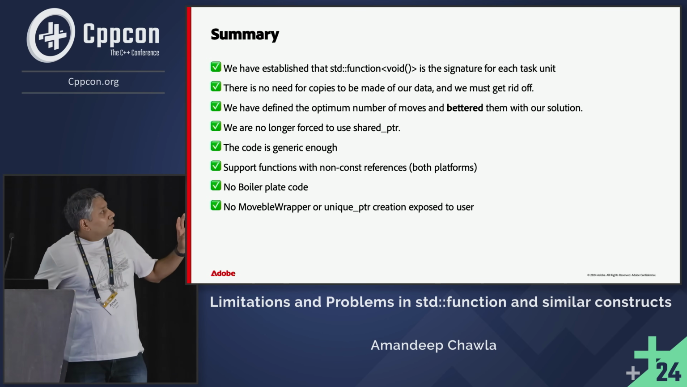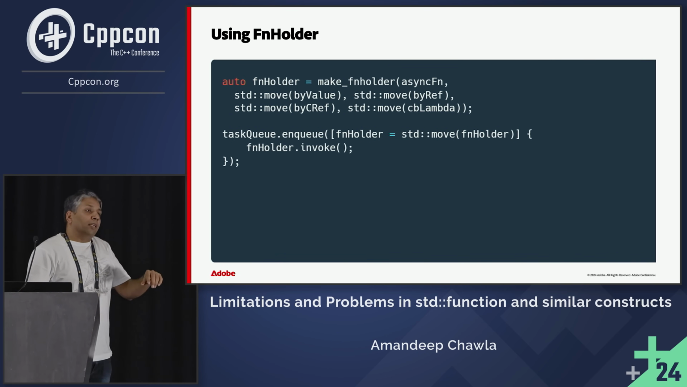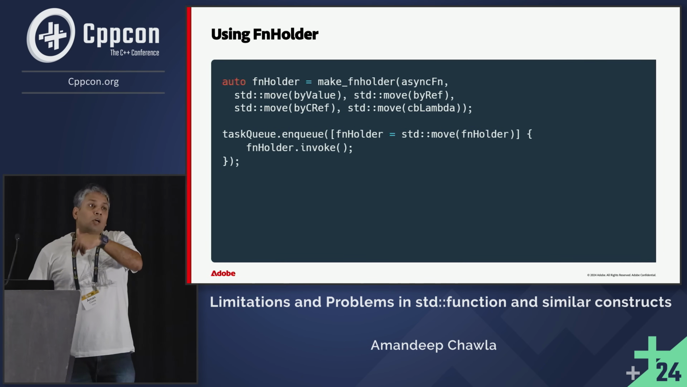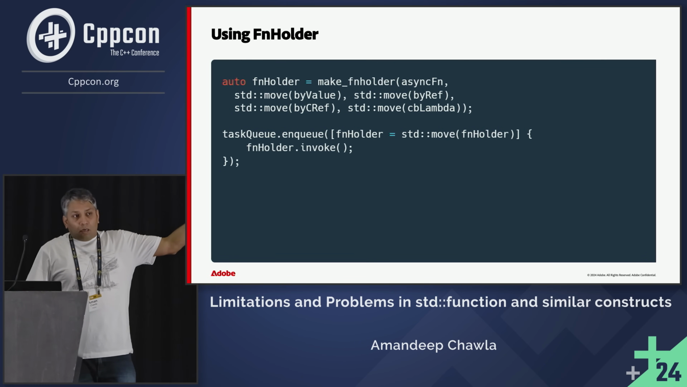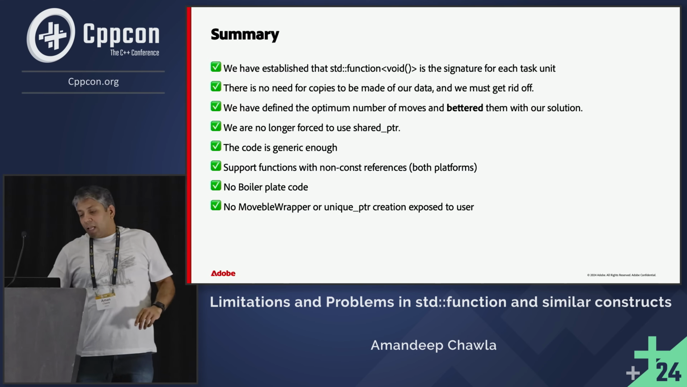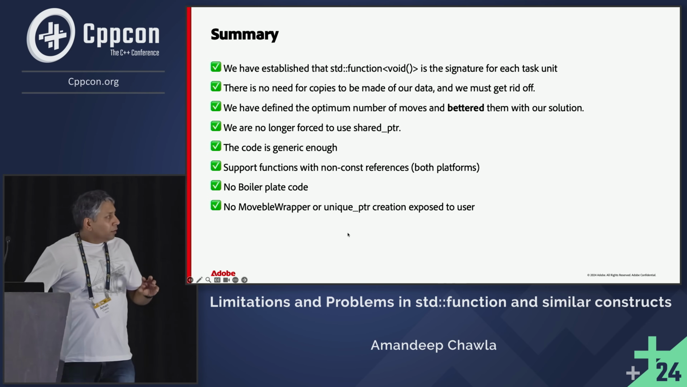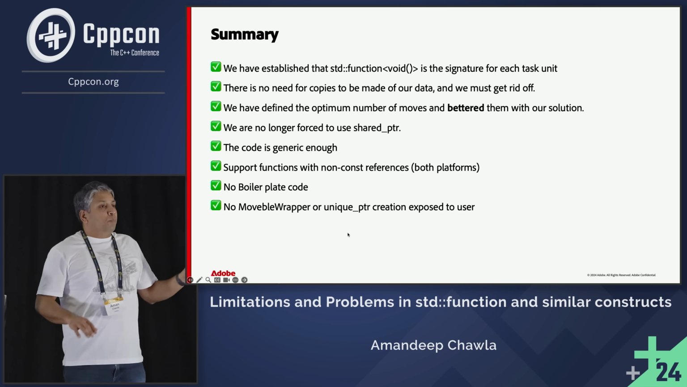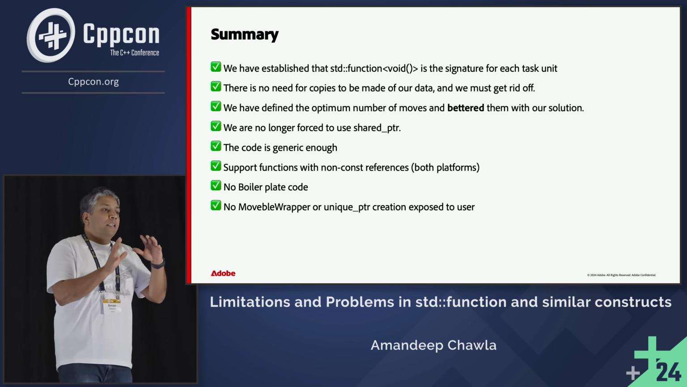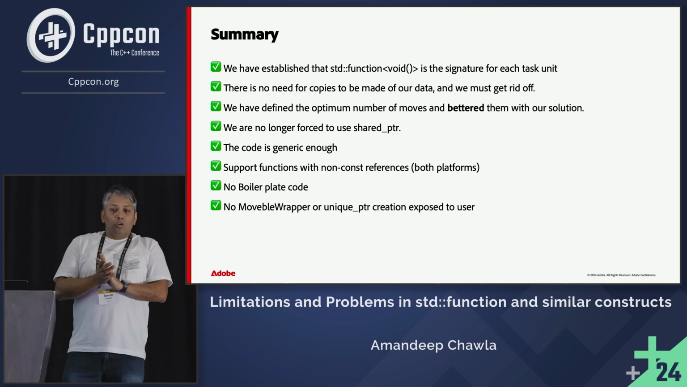So the code is now just left to these lines, and it can work on anything, and the same thing can even be extended to member functions also, if you want. If you want to call member functions on an object, the first parameter can be either a pointer to the function or a shared pointer or a unique pointer, and everything will work there also. So there is no boilerplate code, no MoveWrapper or unique pointer creation exposed to the user. User doesn't know whether a unique pointer is being created, or a MoveWrapper. That is all hidden within one class where you can be sure that no one else is touching it. So that's it.